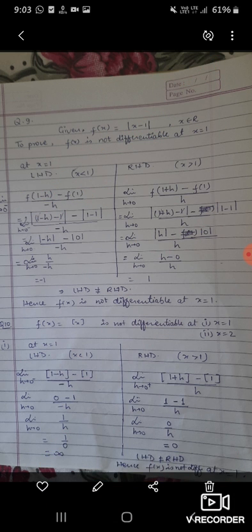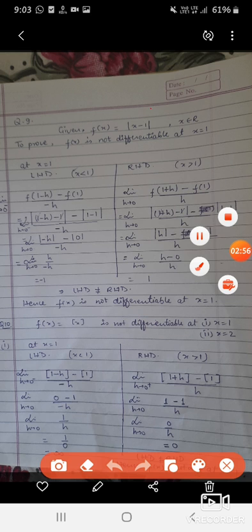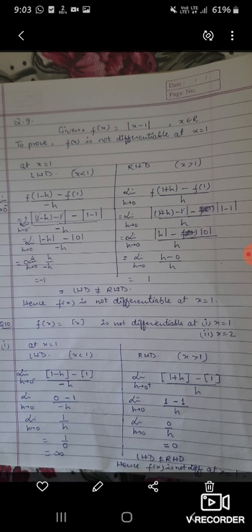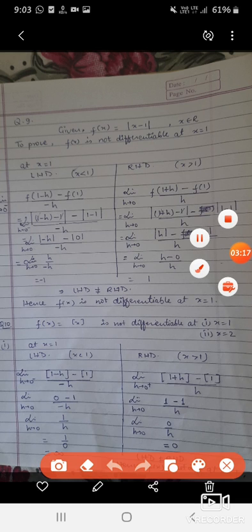See again your function f(x), modulus of x minus 1. Here f(1) means x value 1 we have to put. So if we put x value 1 here, it will come modulus of 1 minus 1. Clear? So the same way the value we put on that side, the difference is only this minus h and positive h. The same type of value we will put in RHD.